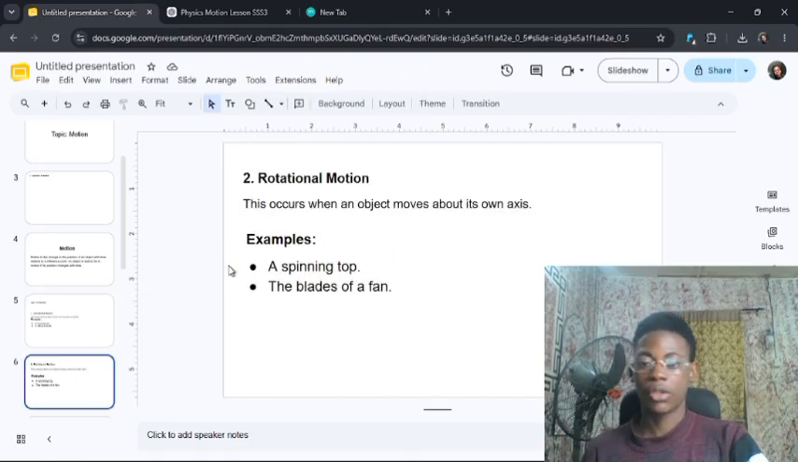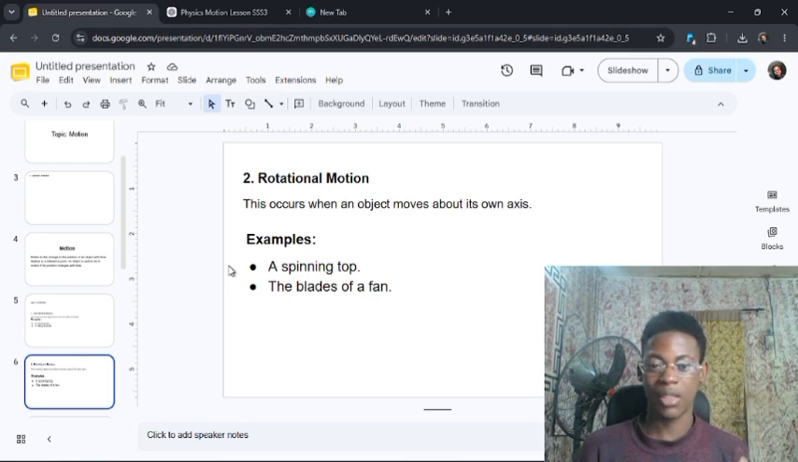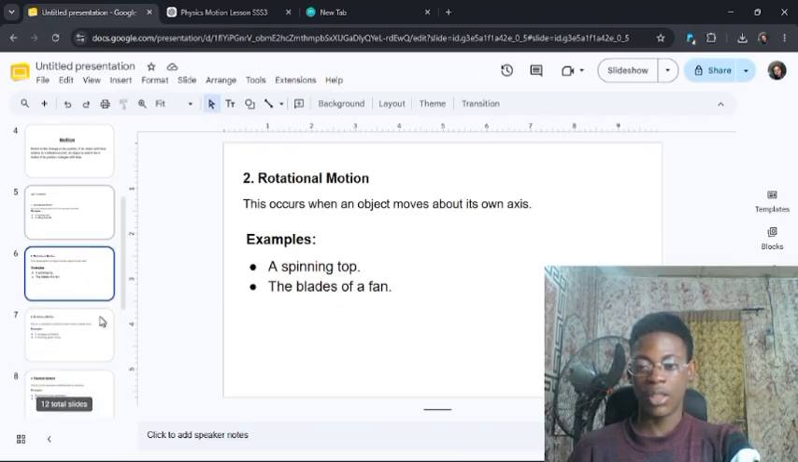Now the second type of motion is the rotational motion. Rotational motion occurs when an object moves about its own axis, when something rotates, like a spinning top, or the blade of a fan. The blade of a fan moves in rotational motion because it is rotating on its own axis.